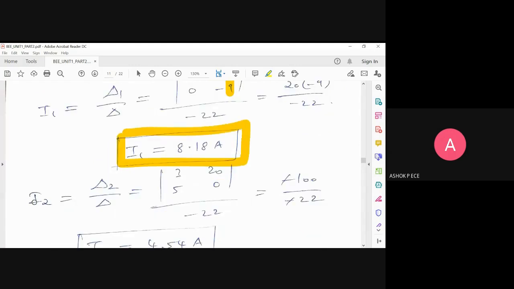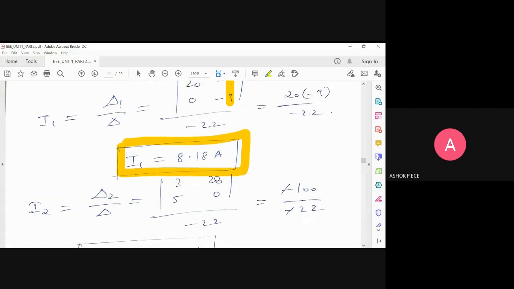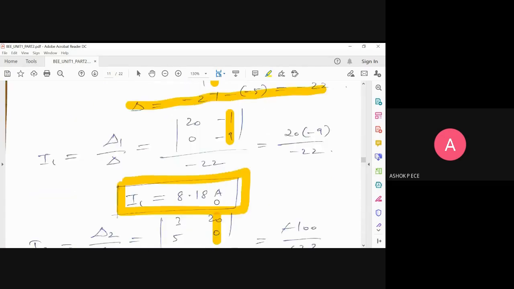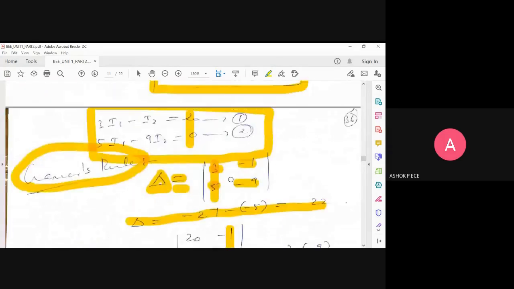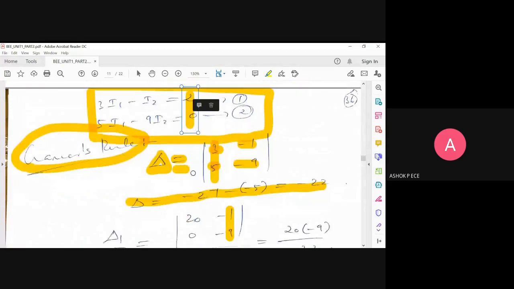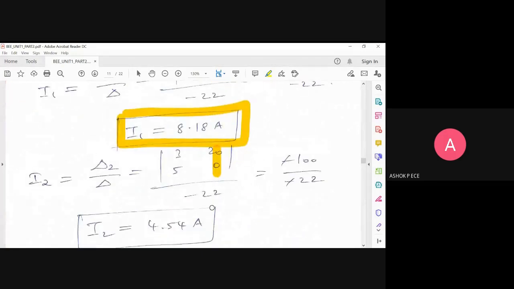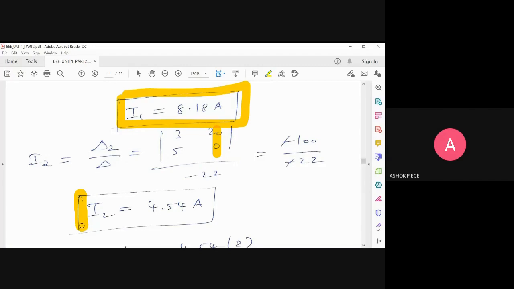For finding I2, it is delta 2 by delta. What is delta 2? You have to replace the second column by the constants. The first column will be the same, 3, 5. The second column is replaced by the constants, 20, 0. So 3, 5, 20, 0 divided by minus 22. If you expand, you get 3 into 0 minus 100, so minus 100 by minus 22. You get the answer as 4.54 amperes.